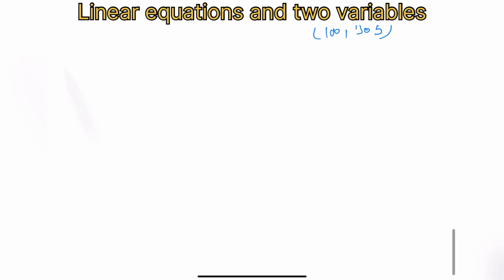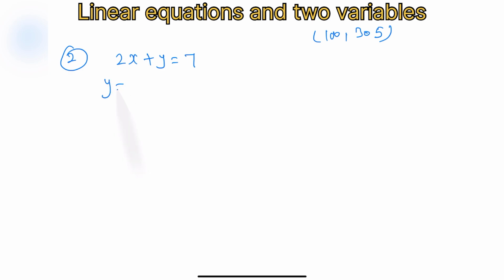The second question is: write 4 solutions for each of the following equations. So the equation is 2x plus y is equal to 7. To find 4 different solutions of the given equation, or whether we have to find less than 4 or more than 4, what we have to do is just write the equation as y is equal to 7 minus 2x. Always write the equation in the form of y. Find the value of the equation in terms of y only.